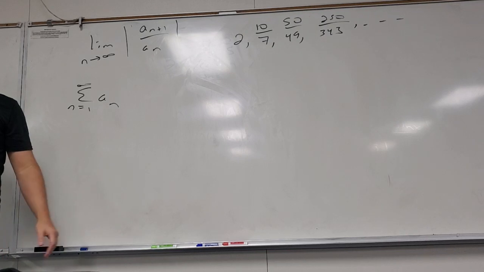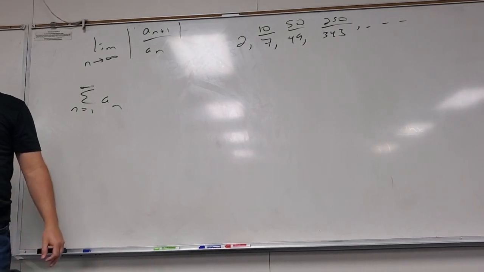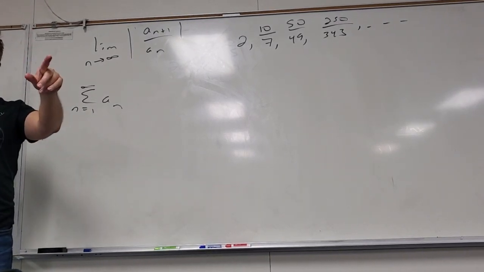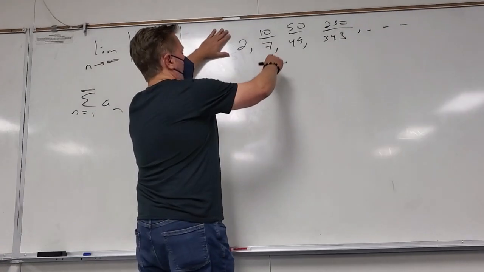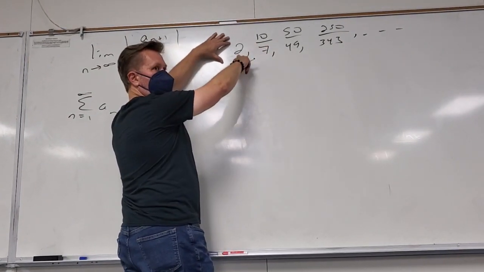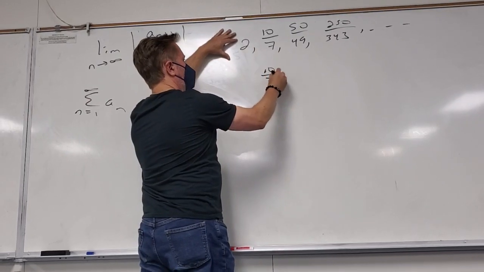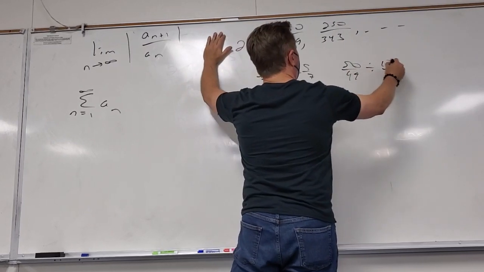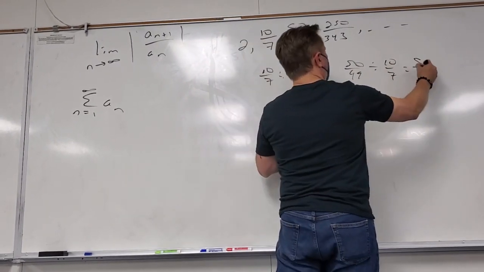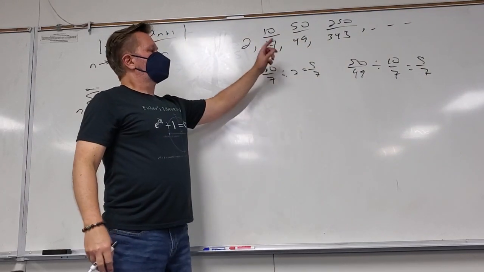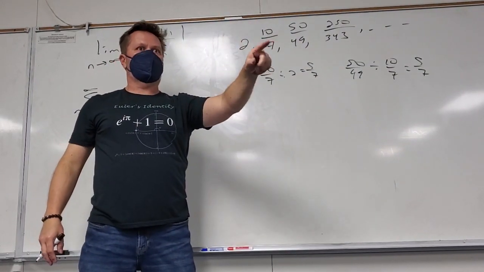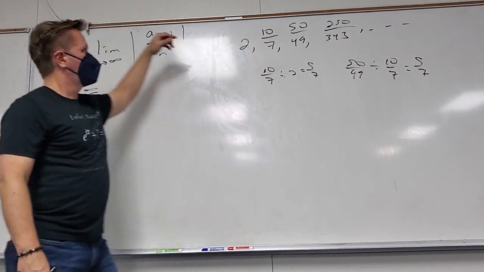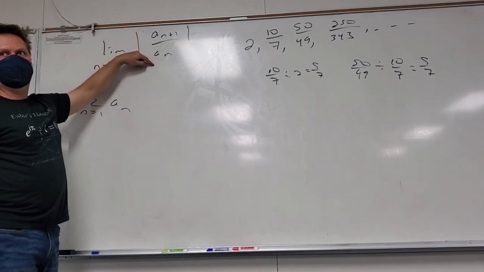Is that geometric? How do you check to see if it's geometric? Common ratio. Yeah, common ratio. Be more specific when you say common ratio. So like for that, it's 5/7. So you basically take one term divided by the one before it, right? Yeah. 10/7 divided by 2 is 5/7, right? What's 50/49 divided by 10/7? 5/7, right? To see what the common ratio is, the number I keep multiplying by, I would take one term divided by the one before it.